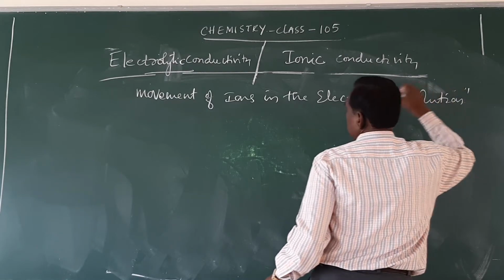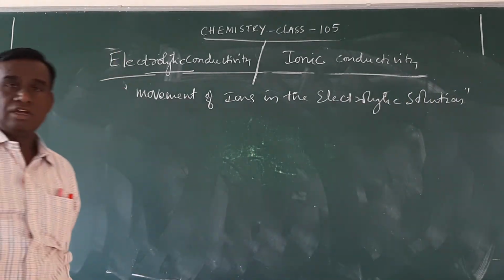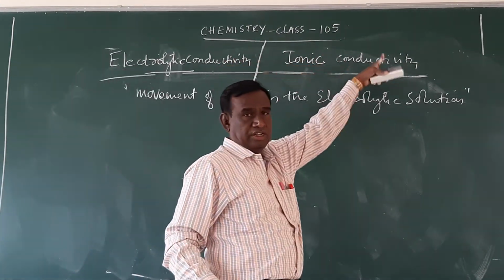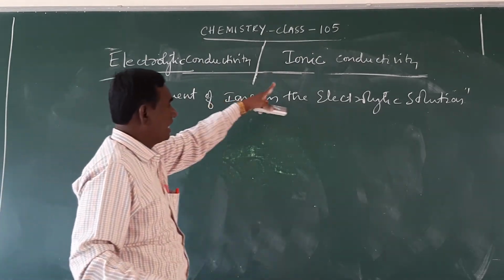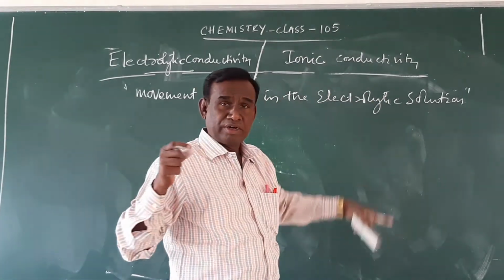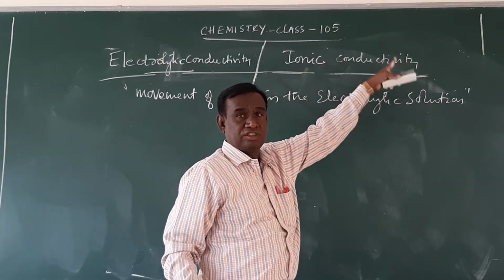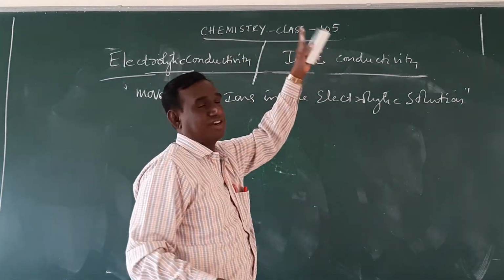So this is the definition of electrolytic conductors. What is electrolytic conductivity or ionic conductivity? It is the conductivity produced due to the movement of ions in the electrolyte solution. Hence, movement of ions takes place in the electrolytic solution. It is called the ionic conductivity. The conductivity produced due to the movement of ions is also called the ionic conductivity.